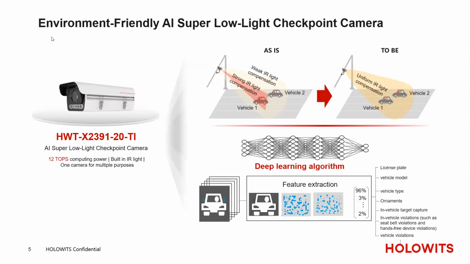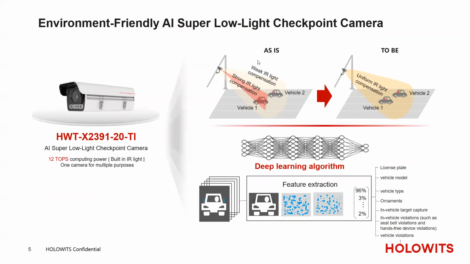This is just like I said, our new product, X239120. It's the environment friendly AI super low light checkpoint cameras. So it has 12 tops. So it has the most tops now inside our whole cameras, because our cameras from D series is only 1 to 2 tops. X series maybe 6 or 8 tops. This camera has 12 tops. So this is the most powerful computing power in our company.